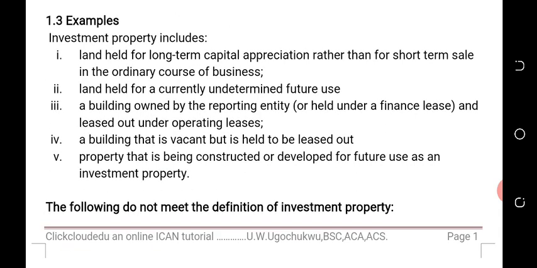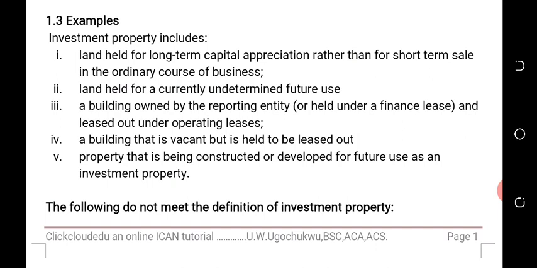A building owned by the reporting entity held under a finance lease and leased out under an operating lease. So any building held by a lessor, and it's being leased out under an operating lease. So we are saying that building should also be treated in line with IAS 40 investment property.